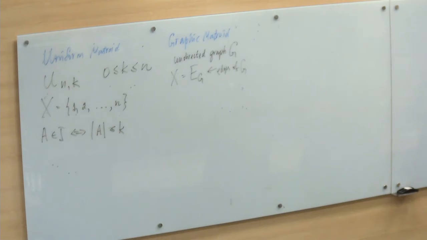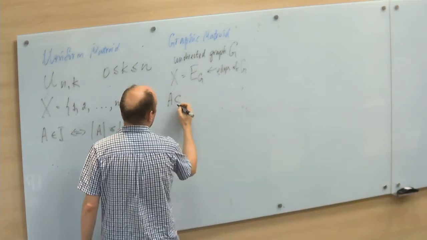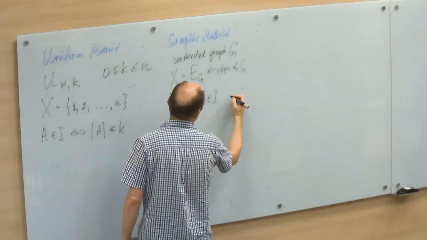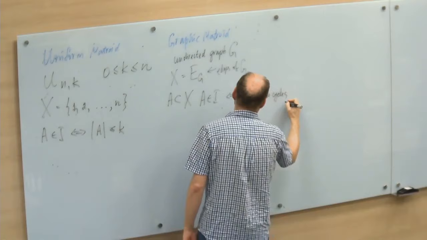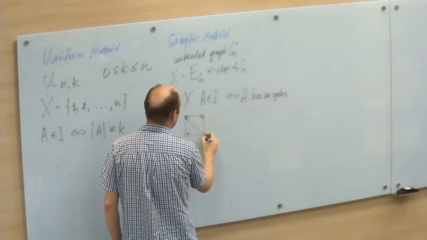And we say that a set is independent if it is acyclic. So if there are no cycles, a subset of X is independent if A has no cycles. So let's take an example. So we have, say, this graph.